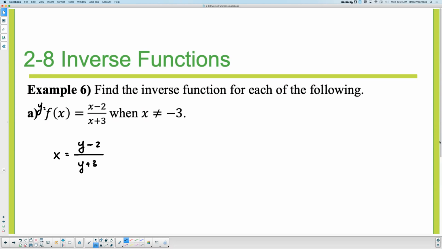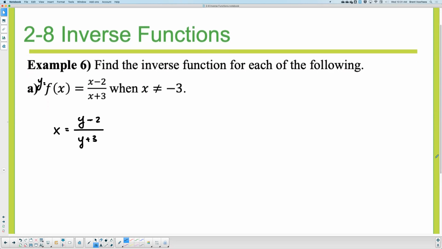Now we need to isolate the y's. This one's weird because there's multiple y's. You have to stay with me. So here's how you're going to do this. Whenever you have multiple y's, the first thing I like to do is to get rid of the fraction. How do you get rid of a division or a fraction? Multiply. So I'm going to multiply by the quantity y plus 3. Y plus 3. So then it'll be x. So those will simplify.